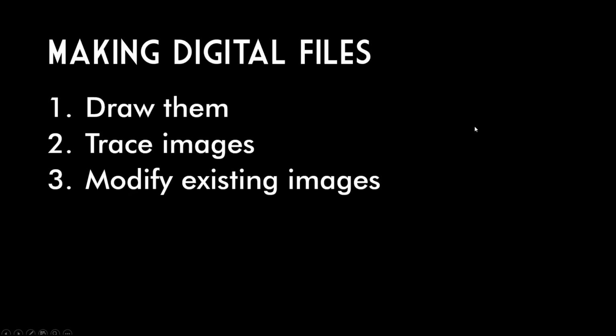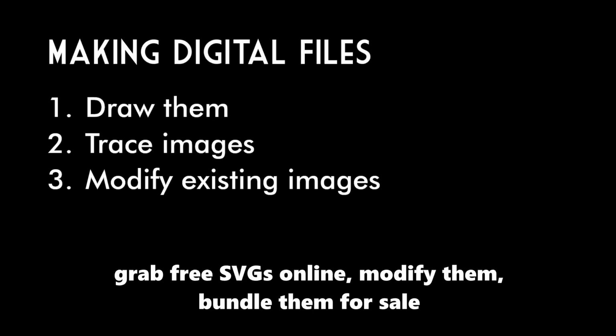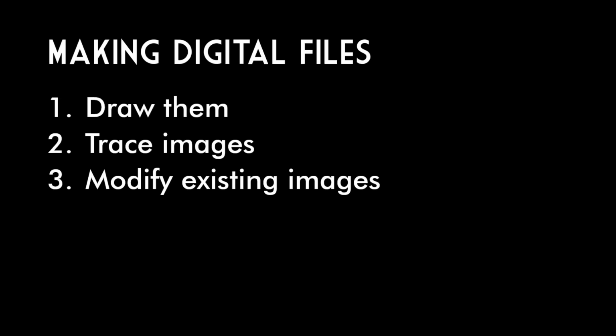The third one is to modify existing images. So you might have a free SVG public domain file, and then you may want to modify it, remove some elements, add some elements. So you're basically combining different pieces of art together to make your own t-shirt graphic, for example. And I'll go through an example of that. So let's start off with the first one, which is drawing images. Now I'm going to go to Inkscape, and we'll get started on actually drawing our own SVG file.